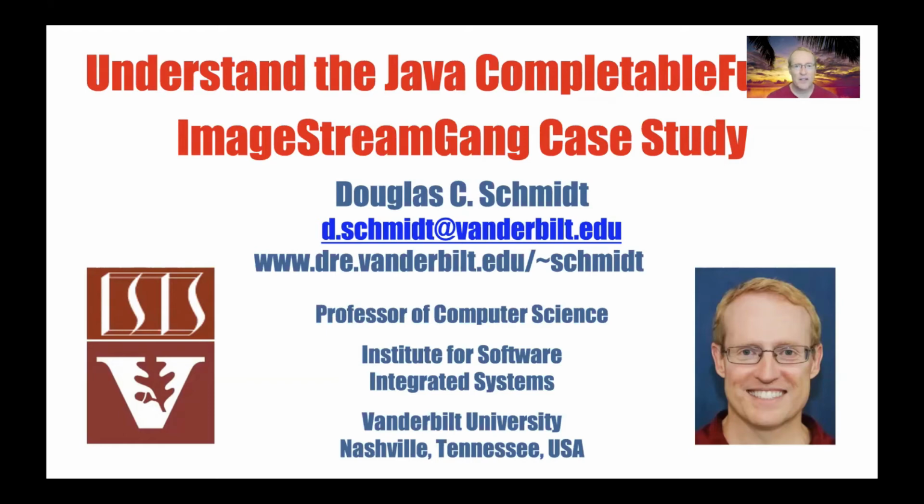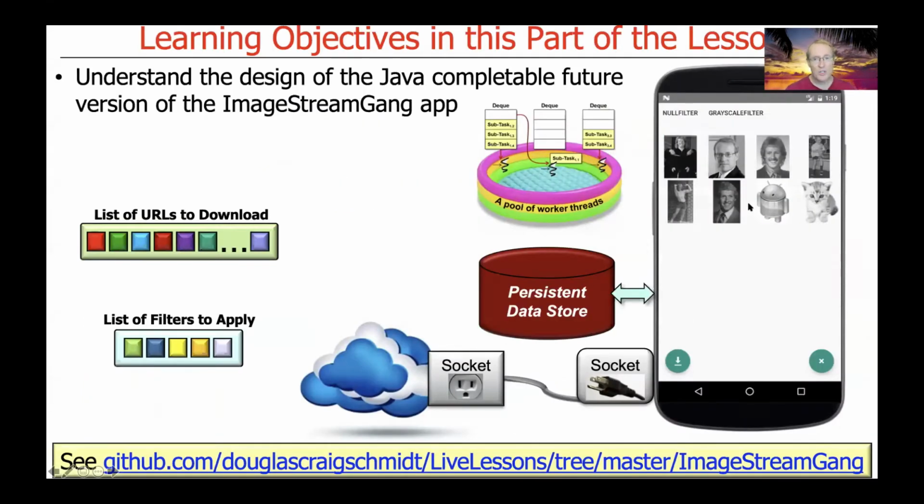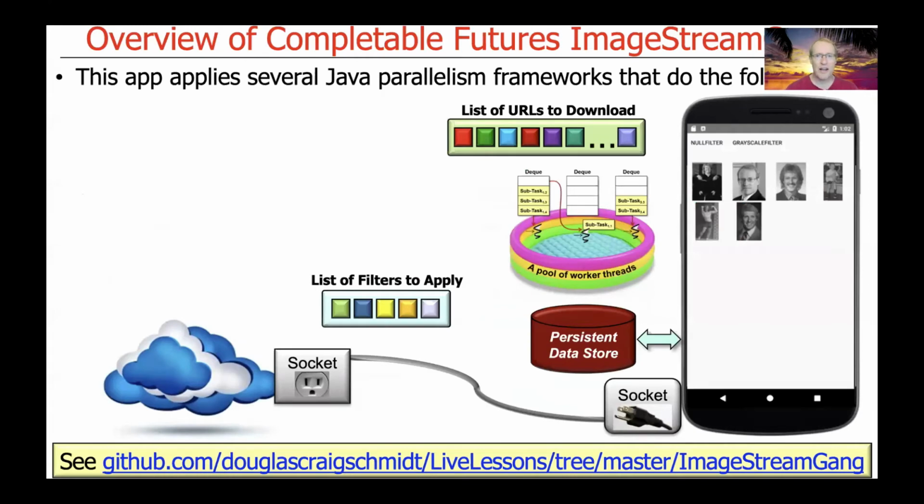If you recall, at the end of the last class, we talked about the ImageStreamGang case study and focused on how to implement ImageStreamGang using Java parallel streams. What we're going to do now is revisit this case study, except this time we're going to focus on how to use Java completable futures instead of Java parallel streams. So we'll start out with a really quick recap of what the ImageStreamGang app is all about, and then we'll talk about how it's implemented with completable futures.